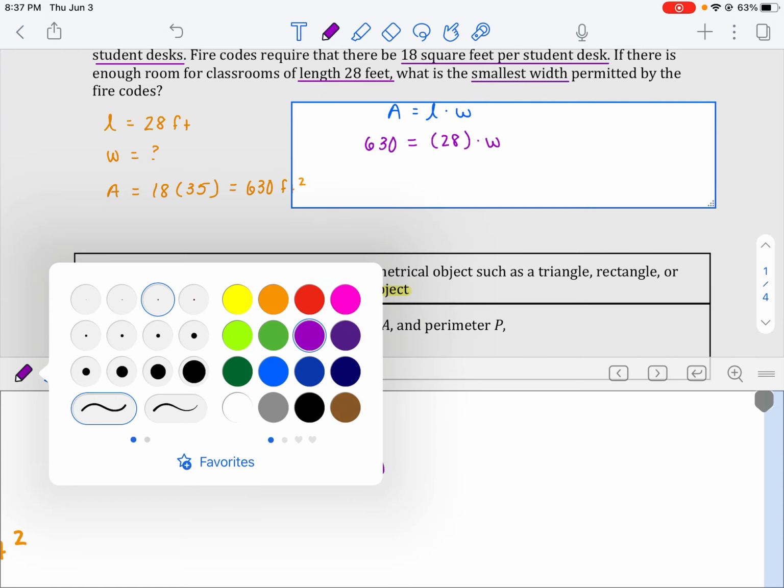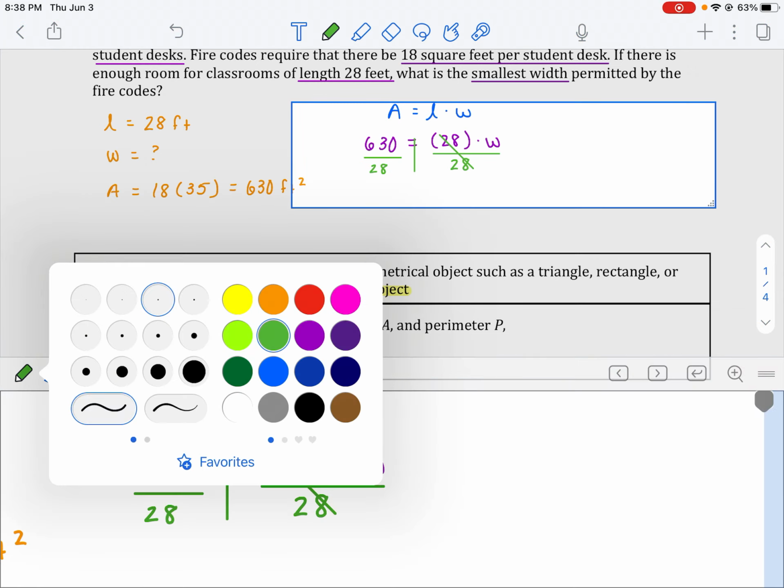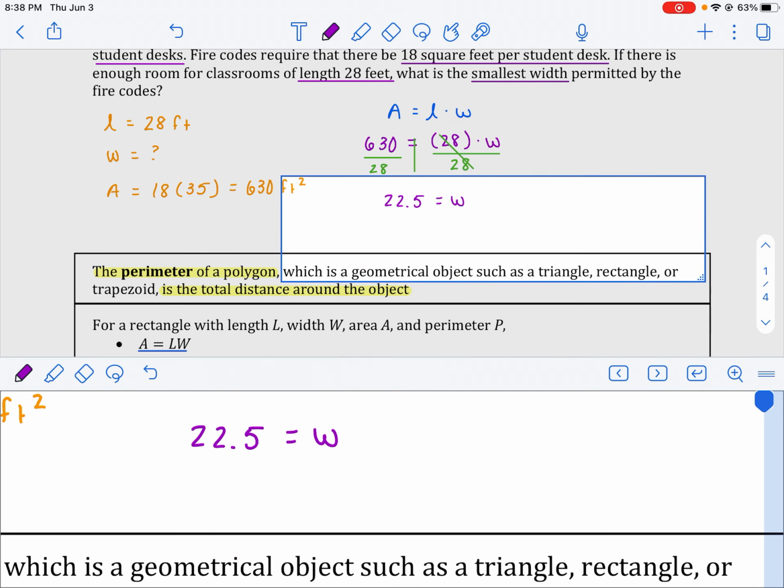So to solve, we learned in 4.3 and 4.4, we want to get the variable all alone, and we use inverse operations to do that. So the opposite of multiplying by 28 is dividing by 28. So I'm going to divide both sides by 28. And this does not divide evenly. In your calculator, when you do 630 divided by 28, you get 22.5. So the smallest width would be 22.5 feet in order for us to meet those fire codes.